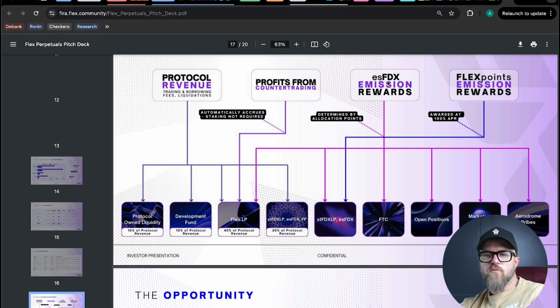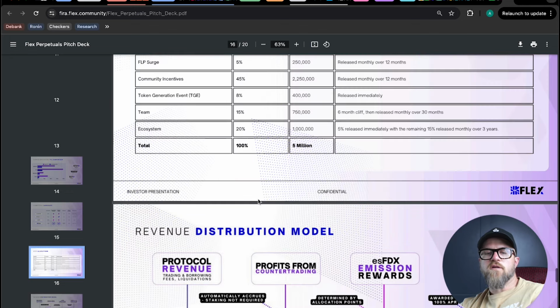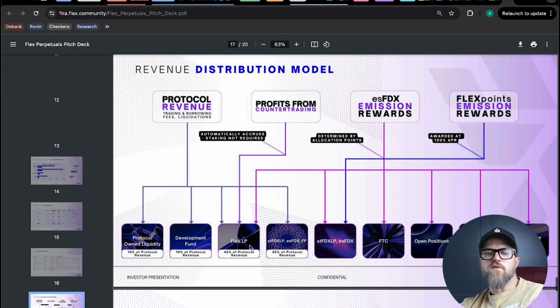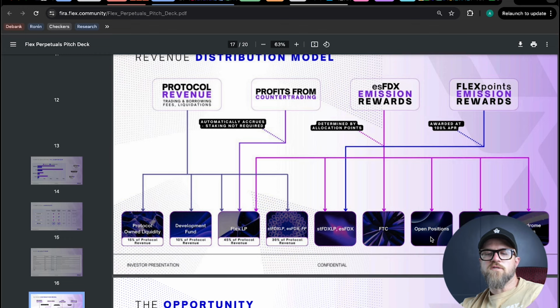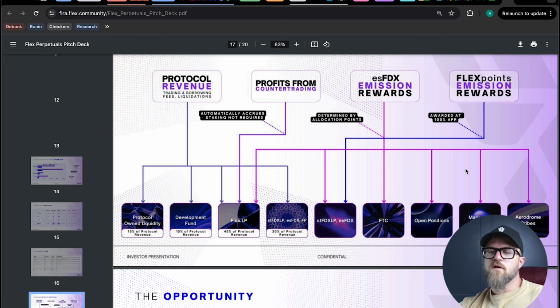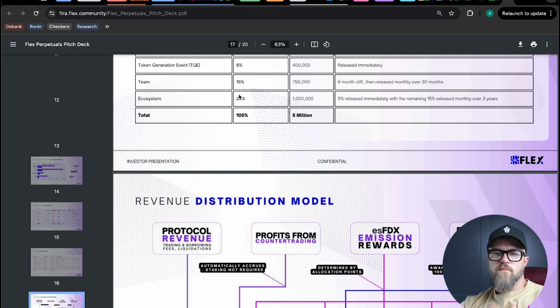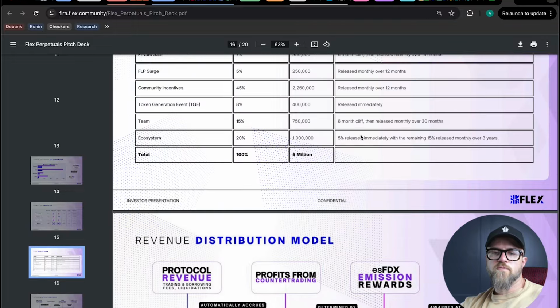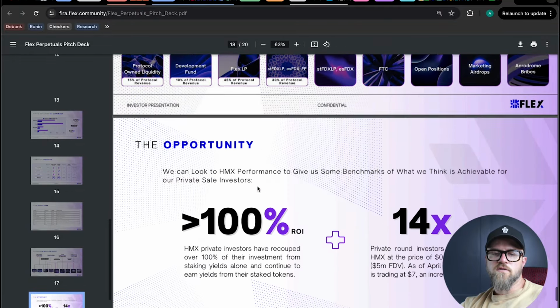That's emissions, which will be of the extra tokens that are left over, this ecosystem distribution, right? 20% will go to all of these different categories: Flex LPers, stakers of these tokens, FTC token, open positions, marketing, airdrops, all of these Aerodrome bribes. All of this will be part of that 20% ecosystem, which I think is great. I think that's a great way of distributing, for Aerodrome in particular, making bribes. I hope a huge percentage of that actually goes to that, because that's marketing dollars, right?